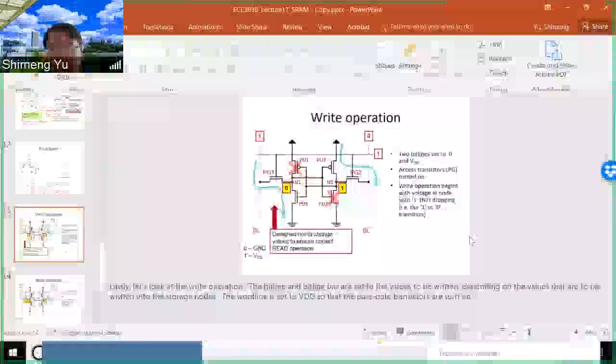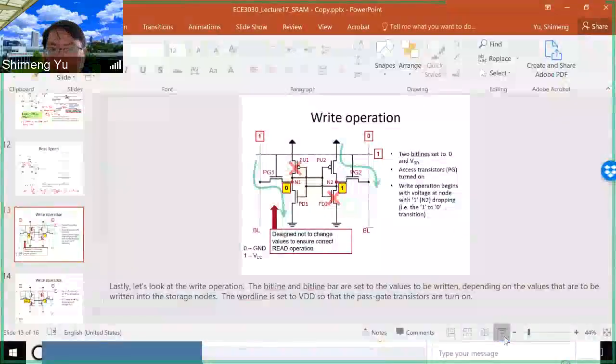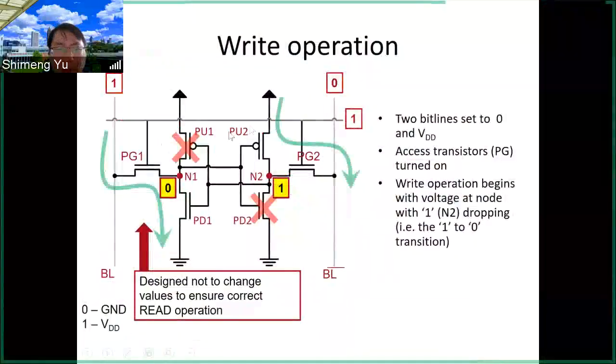Alright, let's talk about the write operation. So now you want to write the data in. That means you want to flip the data. For example, initially, N1 stores 0 and N2 stores 1. Now you want to write the new data in. So you want to change N1 from 0 to 1 and change N2 from 1 to 0. So this is the new data you want to write.